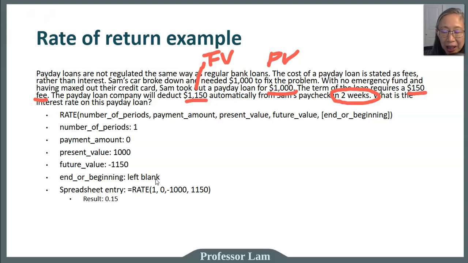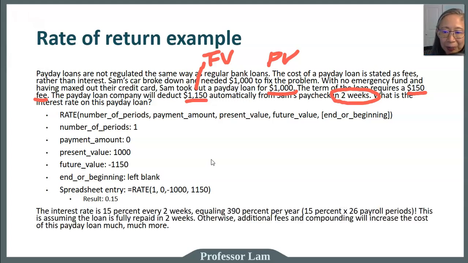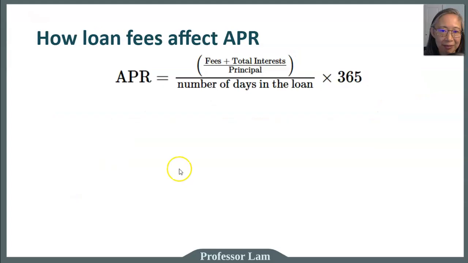That doesn't sound too bad, right? It is 15% every 2 weeks though. And there are 26 payroll periods per year. 15% times 26 is 390% per year. And this is assuming that the loan is fully paid off in 2 weeks. Otherwise, there will be additional fees to this loan.